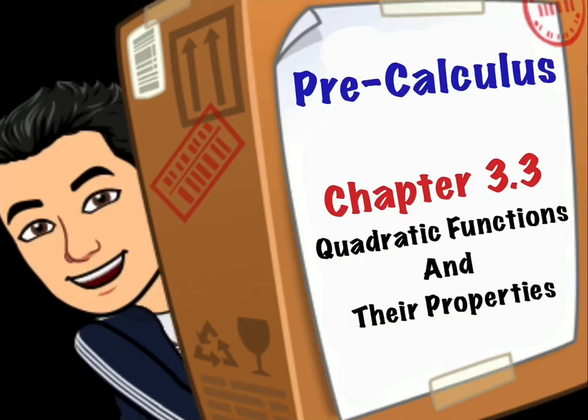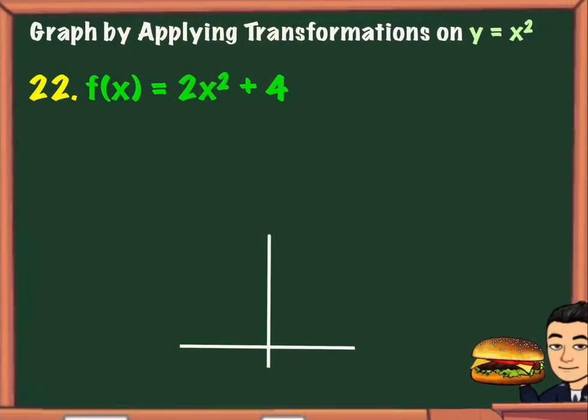Alright, this is Precalculus Chapter 3.3, Quadratic Functions and Their Properties. Let's get started. Alright, this is number 22. So we're going to have to graph 2x squared plus 4. You want to start off with graphing y equals x squared.